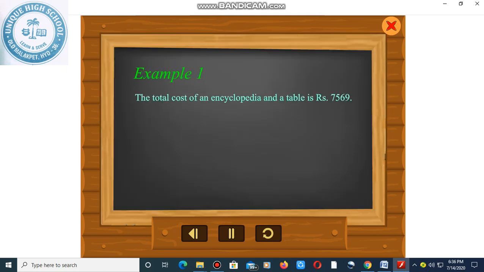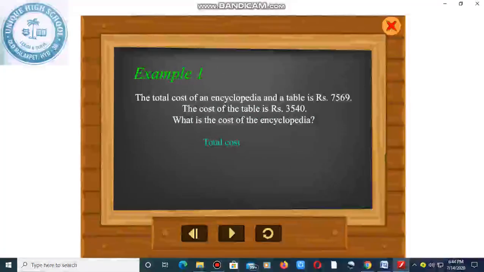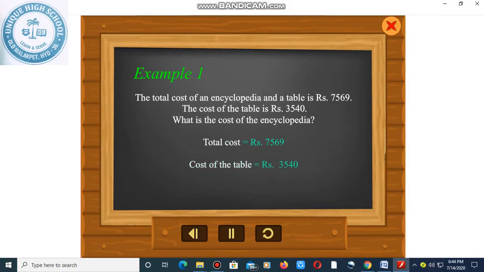Example 1. The total cost of an encyclopedia and a table is ₹7,569. The cost of the table is ₹3,540. What is the cost of the encyclopedia? Total cost, ₹7,569. Cost of the table, ₹3,540. Therefore, cost of the encyclopedia is equal to ₹4,029.